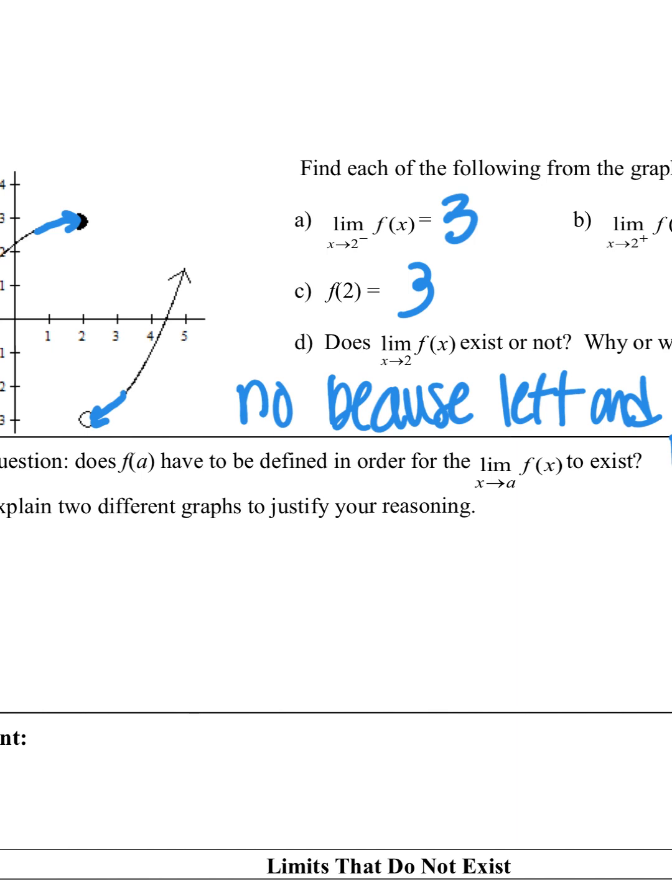I want you to think about this question in the box. If you want to refer back to examples 1, 2, and 3 to think about this question, it's saying, does f of a, so the function value at the point, have to be defined in order for the limit as x approaches that value a to exist? So think about that. You can refer back to examples 1, 2, and 3.